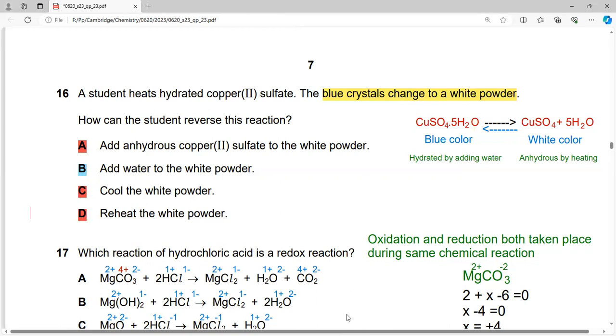How can the student convert this white powder back into blue? By adding water. If the student adds water, this will once again convert by a reversible reaction into the hydrated form. So B is our correct option: add water to the white powder. This will convert from the anhydrous to the hydrated state. So B is our correct option.